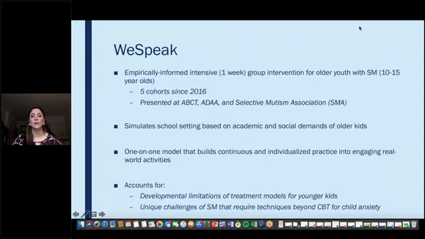So this is for the developmental limitations that I mentioned earlier of the treatment models for the younger kids, and it also accounts for the unique challenges of selective mutism that require techniques beyond CBT for child anxiety. For most of the treatments for child anxiety, even in a group setting, the kids come in, saying their name. The cognitive restructuring involves verbalization of their anxious thoughts and some coping thoughts. Developing a hierarchy involves them being able to articulate situations that are difficult for them and that they want to include in their hierarchy. And none of this would be possible for a kid with SM. And so the model itself needs to be adapted for this specific population.